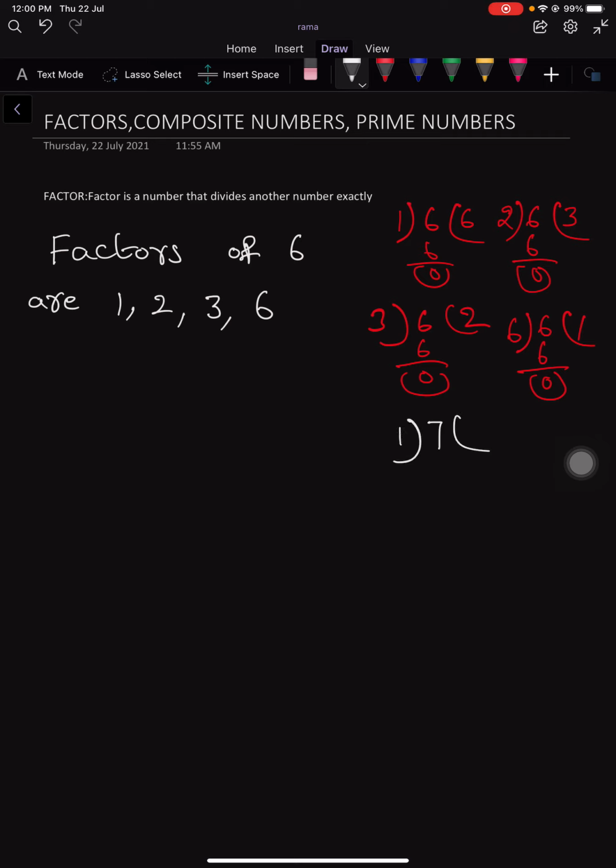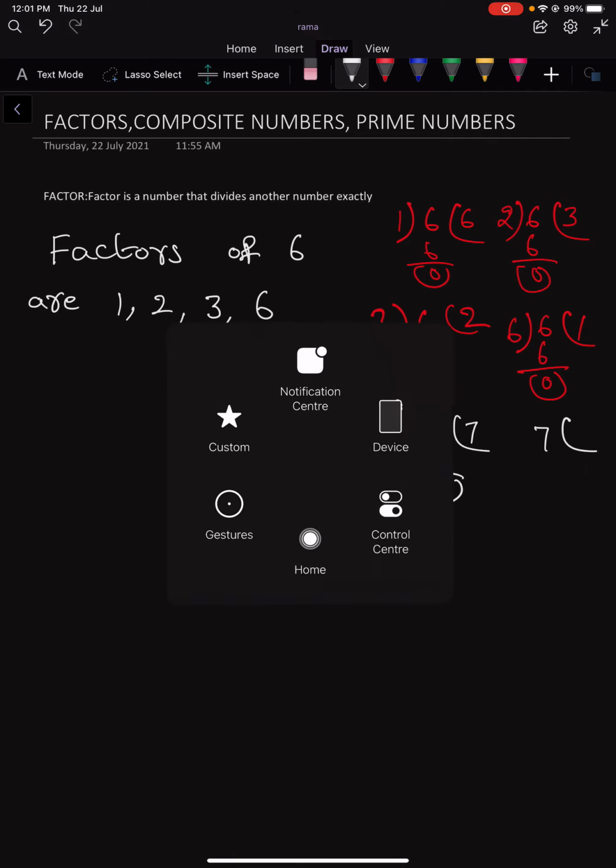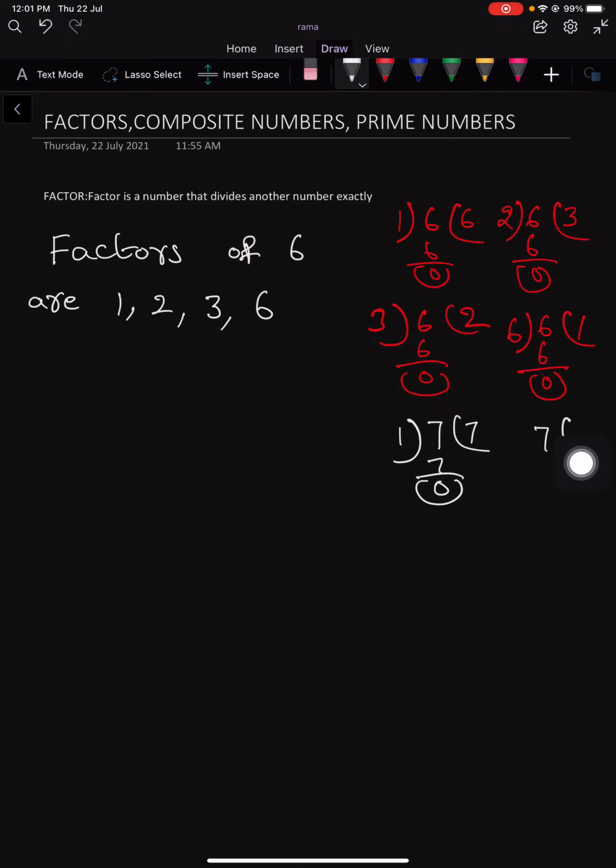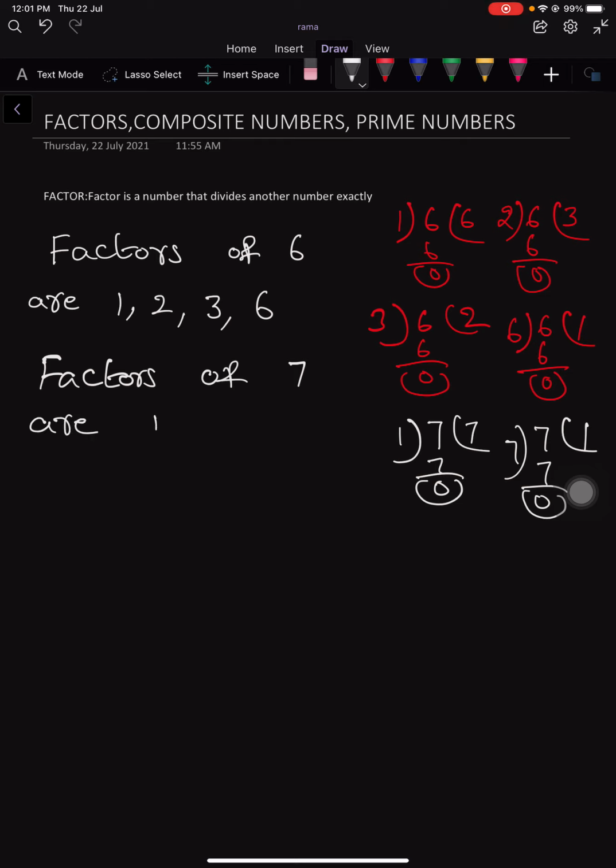7 is divisible by 1. 1 sevens are 7. And 7 is divisible by 7. 7 ones are 7. So 7 is not divisible by any number other than 1 and 7. So factors of 7 are 1, 7. So we can write factors of a few numbers.